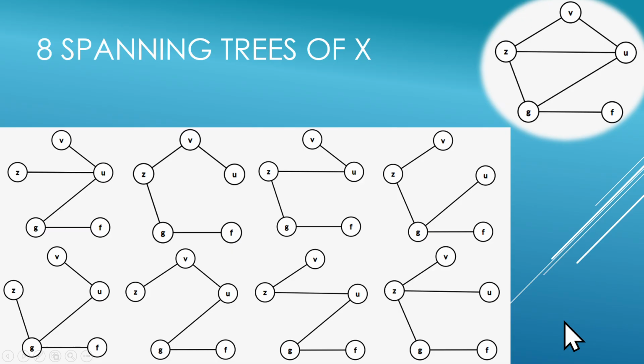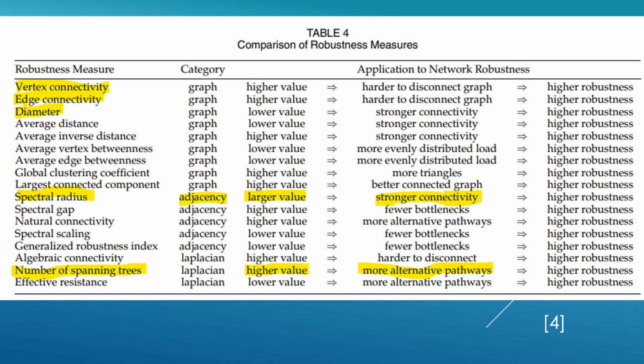And we can calculate, for much bigger graphs, so we can't just count them, the number of spanning trees by Kirchhoff's matrix tree theorem. Here's a table from the article that sort of inspired this work, where it shows vertex connectivity, edge connectivity, diameter, spectral radius, and number of spanning trees. They go over a whole lot more of the different mathematical techniques that can be used to address the vulnerability of graphs. And so we see here that the larger value of spectral radius, the higher value of number of spanning trees, leads to stronger connectivity and then more alternate pathways for the number of spanning trees.